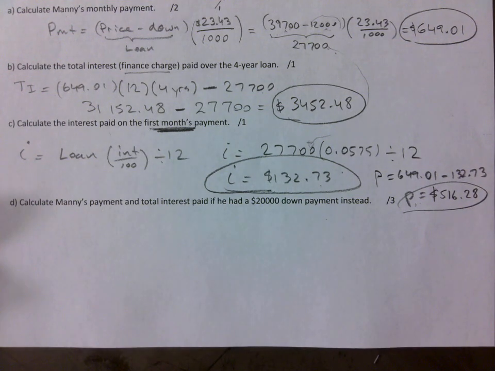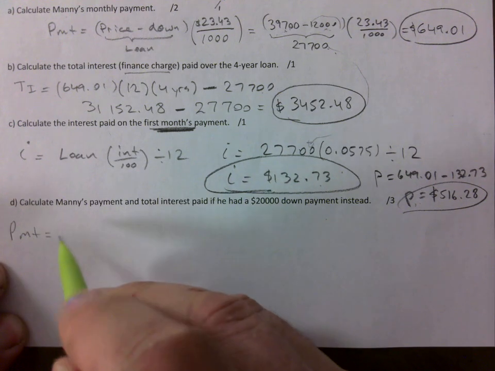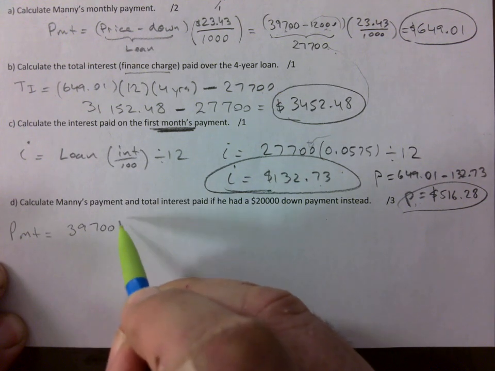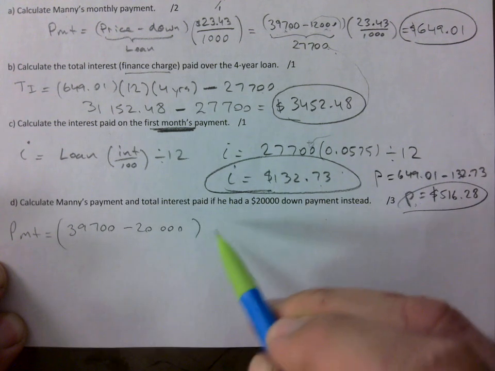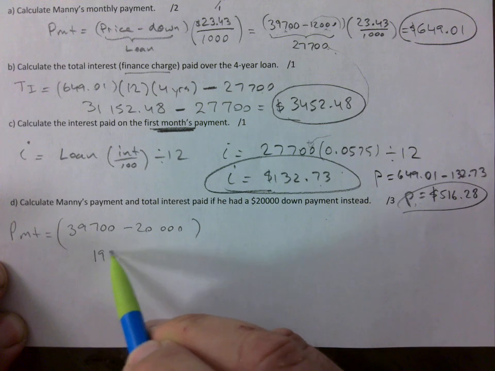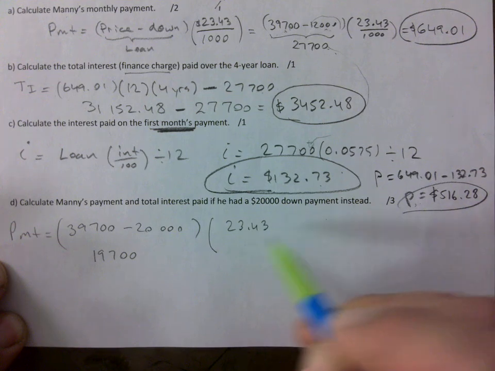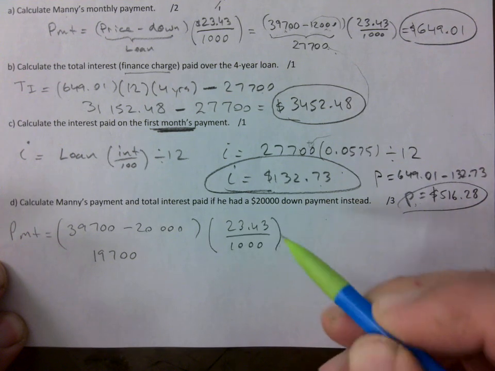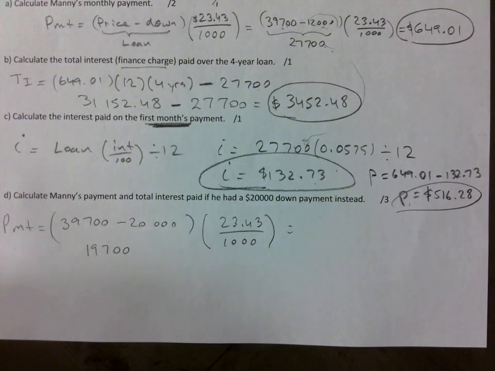Calculate Manny's payment and total interest paid if he had a $20,000 down payment instead. So you have to redo it. Payment is $39,700 minus $20,000. Okay, so your loan is $19,700 only, and I'm guessing you kept everything else the same. You didn't shorten the loan, so you can just go grab the same one. Okay, if you do that, let me just calculate that real quick.